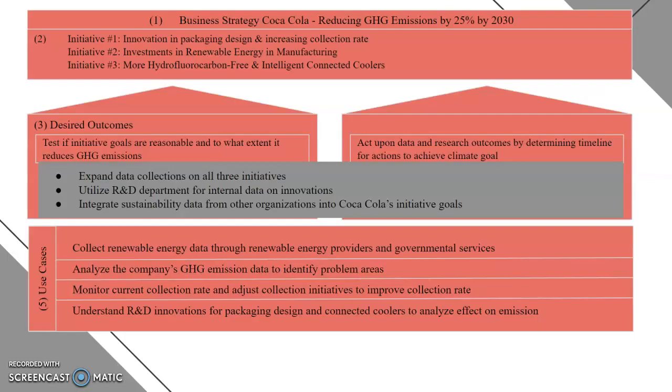And then finally, the business strategy Coca-Cola template. We said that reducing GHG emissions by 25% by 2030 was our number one initiative. And then we had three more initiatives below. So the first one is innovation in packaging design, increasing collection rate. And then the second is investments in renewable energy and manufacturing. And then the third is more hydrofluorocarbon free and intelligent connected coolers.